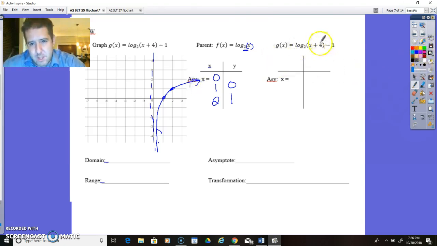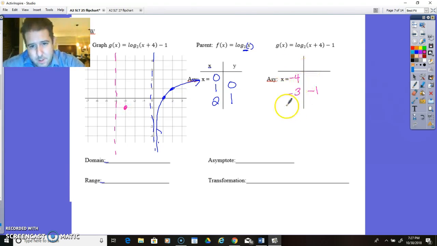But then we want to change it up over here. So what does it take to make this 0? That's negative 4. So the next number would be negative 3. Negative 3 plus 4 is 1. 2 to the 0th power is 1. So that's 0. 0 minus 1 is negative 1. Negative 3, negative 1. So what do we have here? Okay, so this has been moved left 4. So it's got a vertical asymptote of negative 4, and the point negative 3, negative 1.